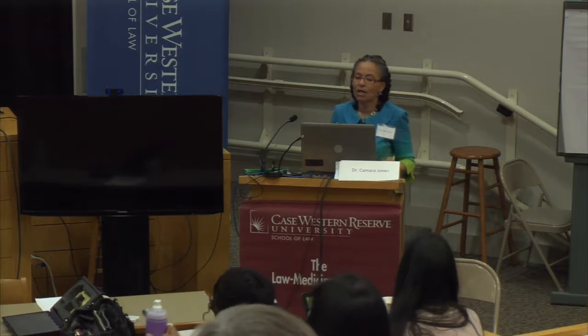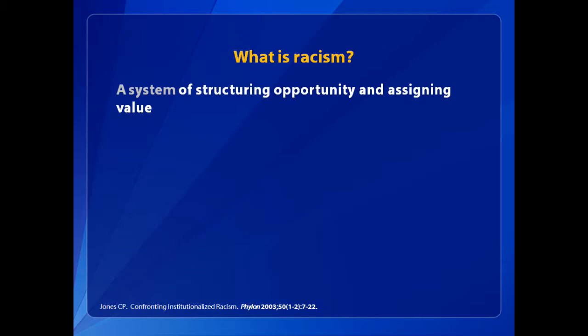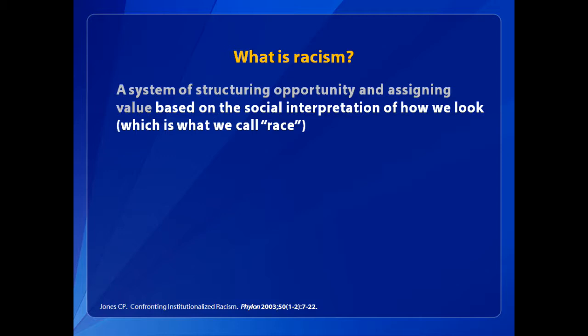So, what is racism? Here is my definition of racism. I start out by saying that it's a system. It's not an individual character flaw, it's not a personal moral failing, and it's not even a psychiatric illness, as some people have suggested. But it's a system of power, a system of doing what? It's a system of structuring opportunity and assigning value. And on what basis is the opportunity structured? On what basis is value assigned? It's based on the social interpretation of how we look, which is what we call race in this country.